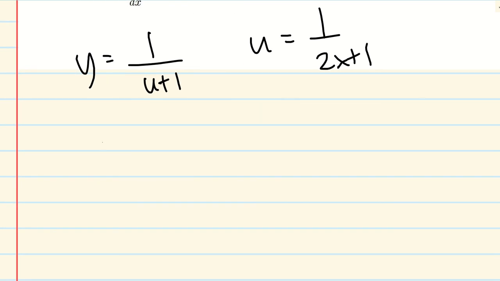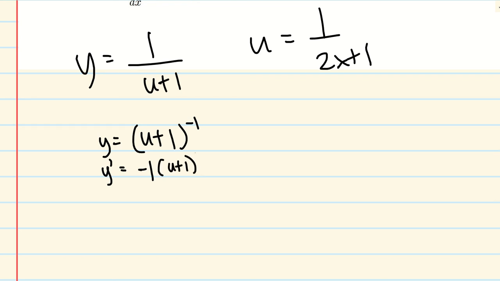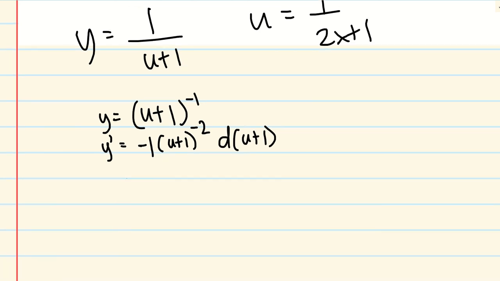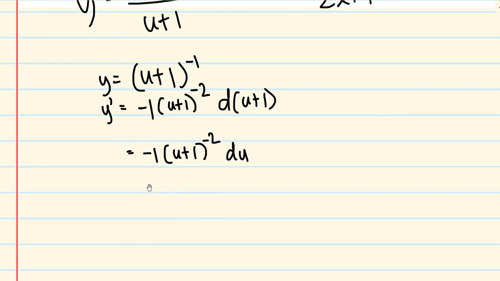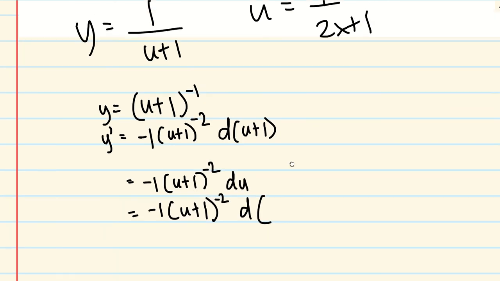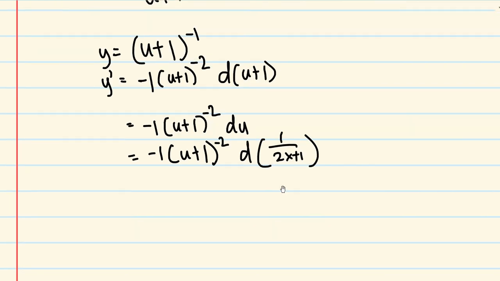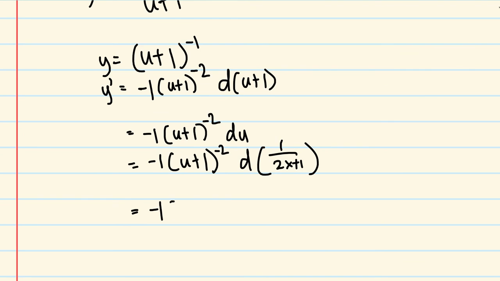Okay, so what will happen is y equals u plus 1 to the power of negative 1, and then I will derive it. So when I derive it, it will be negative 1 times u plus 1 to the negative 2, d u plus 1. Alright, and then here we have negative 1 u plus 1 to the negative 2 du. Okay, and then here we have negative 1 u plus 1 to the negative 2, and the derivative of 1 over 2x plus 1. Alright, okay, and then it's too long, right?